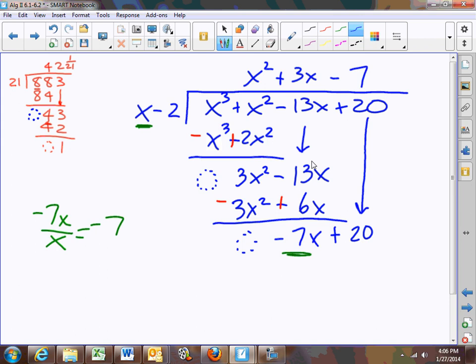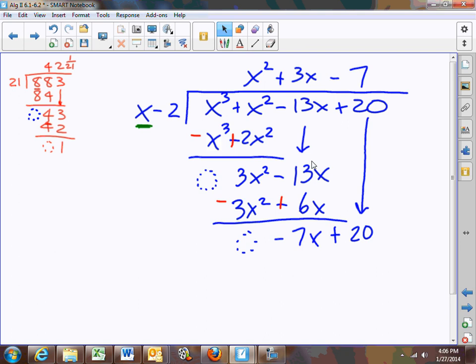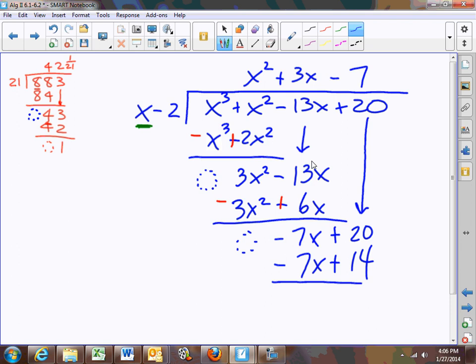Once again, we don't need that anymore. We'll multiply. Negative 7 times negative 2 is positive 14. And negative 7 times x is negative 7x. Once again, distribute a negative sign through the terms of the polynomial we want to subtract, and then we'll add. So we get 0 here again, and here we get plus 6.